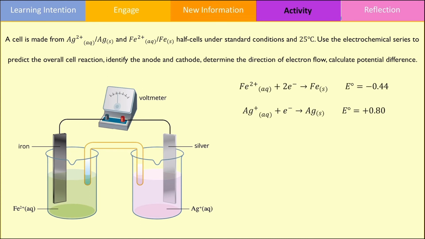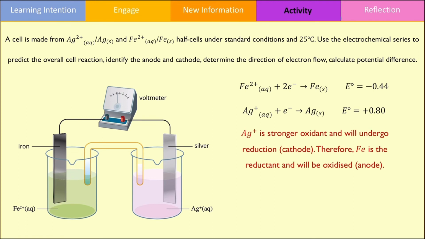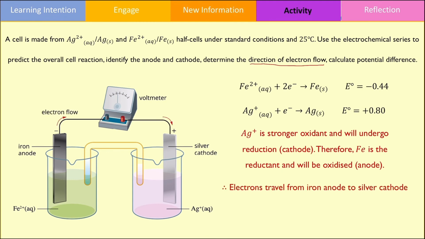Based on the two half equations, I can easily identify that the silver plus ions is going to be the stronger oxidant as it has the larger E value and will therefore undergo reduction at the cathode. As a result, I have illustrated this on the diagram as you can see over here. Now that we have established where the anode and cathode is, I know that in terms of the direction of electron flow, it always goes from the anode to the cathode. So in this example, it's going to flow from left to right.